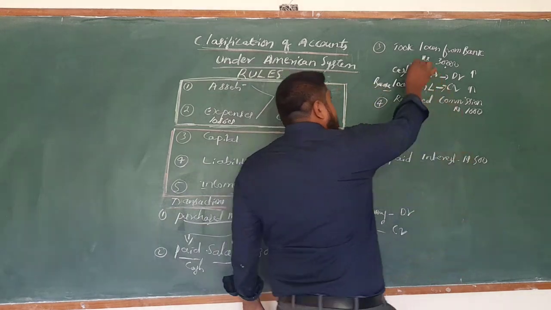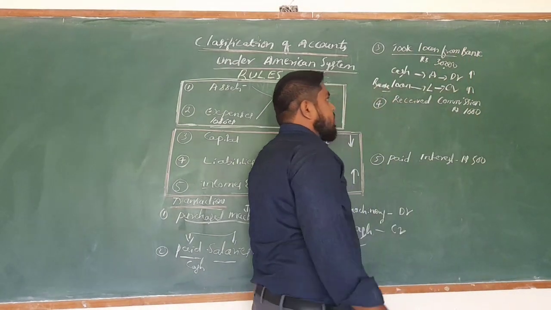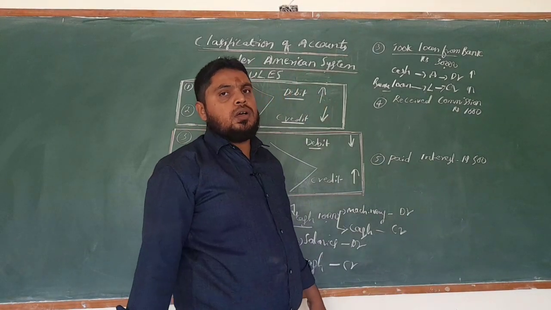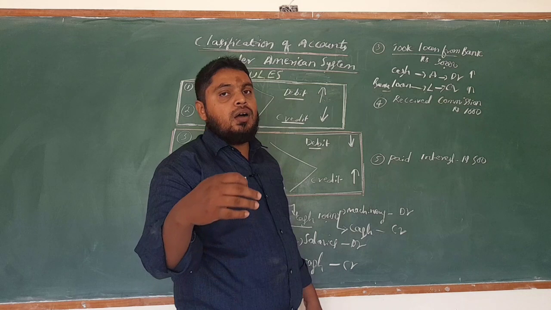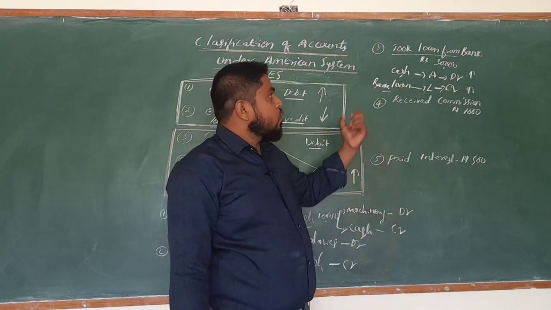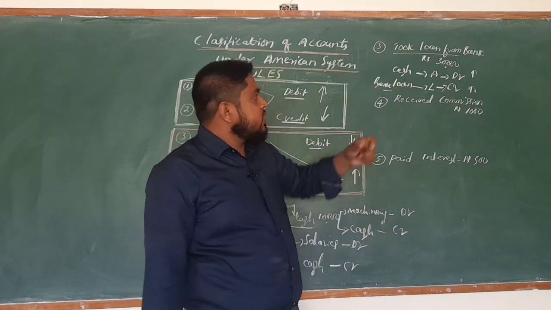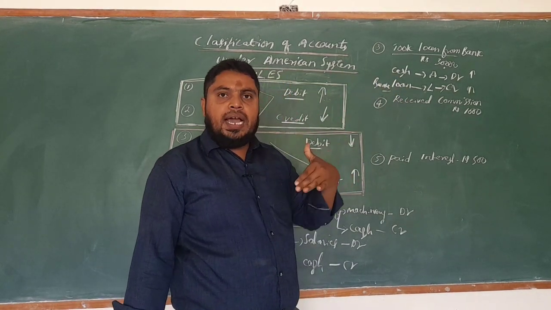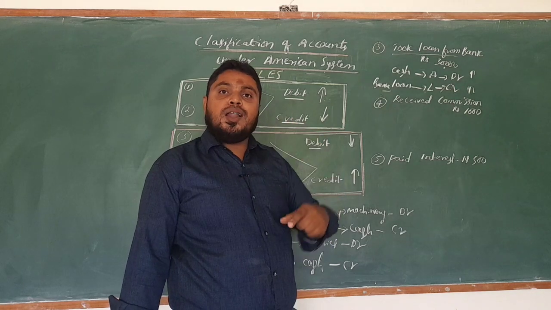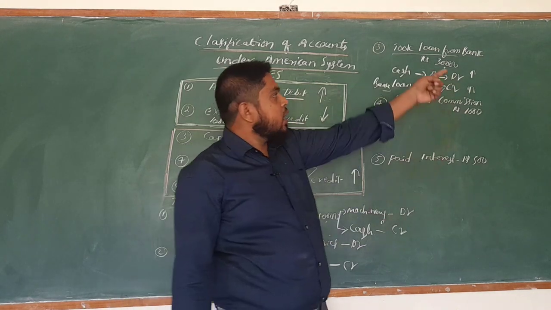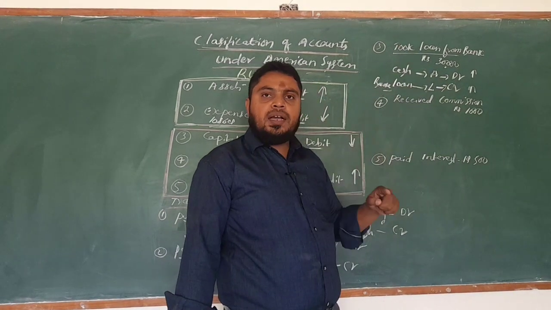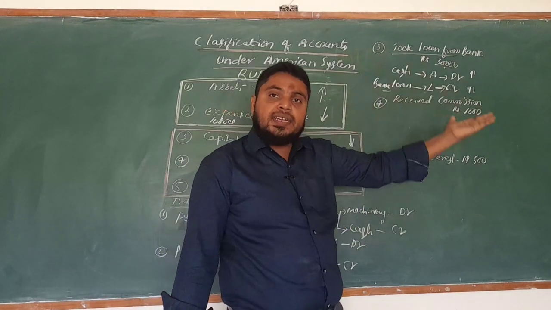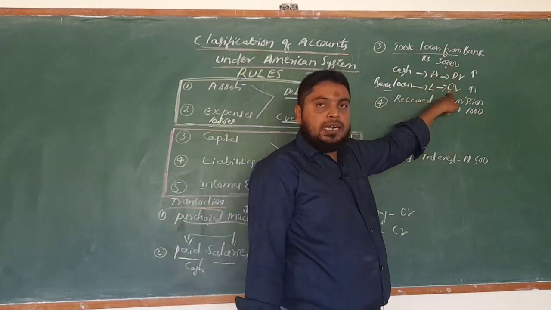Now, this took loan from bank. With the help of the American system, we have found out debit and credit. With the help of the English system of accounting also, we can find out. Example, took loan from bank. In this transaction, two accounts are involved, cash and bank. Cash comes under the real account. Real account rule: debit what comes in, so we have taken the debit side. Bank comes under personal account. Debit the receiver, credit the giver. Bank is the giver, so we have taken the credit side.